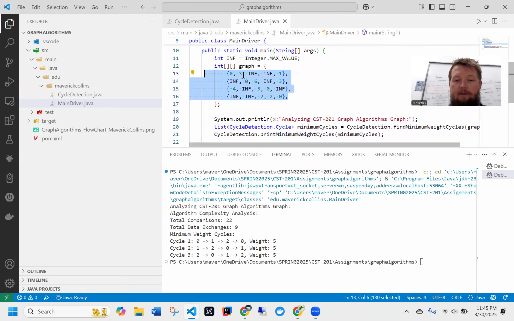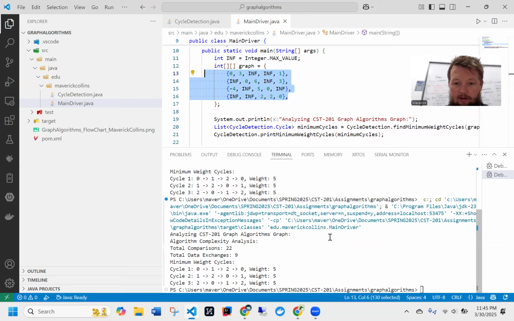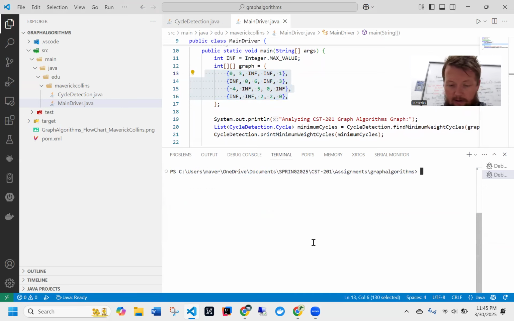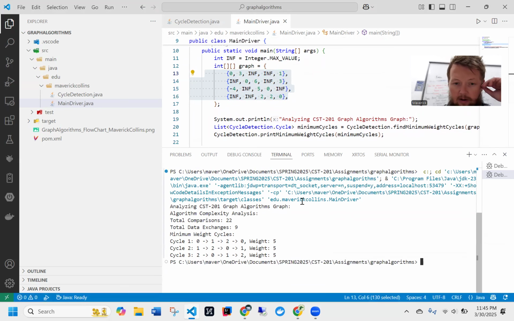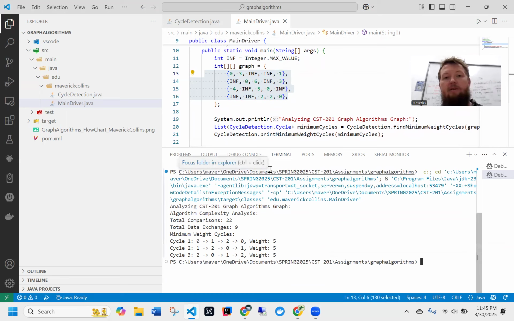This is my main driver. So we'll go ahead and run it. So I'm gonna clear it and now run it. So here we go. It ran through the graph here, had 3 cycles, so 22 comparisons, and we're using a depth first approach, similar to the Bellman-Ford algorithm we did for the coding challenge. And you can see it did 9 exchanges within that depth first traversal. And each of those cycles had a weight of 5.